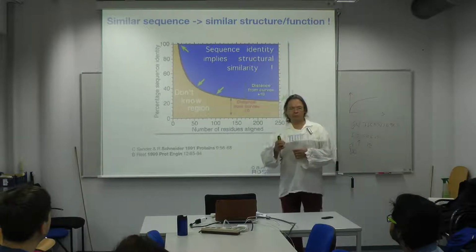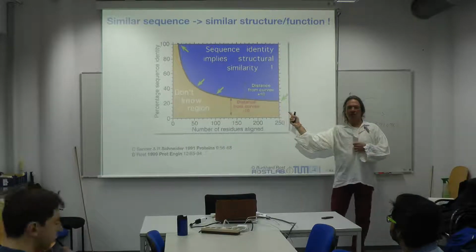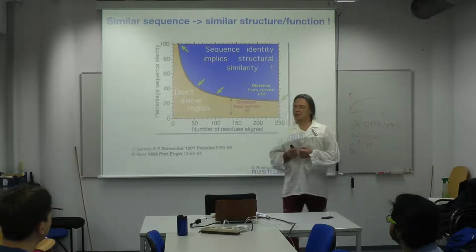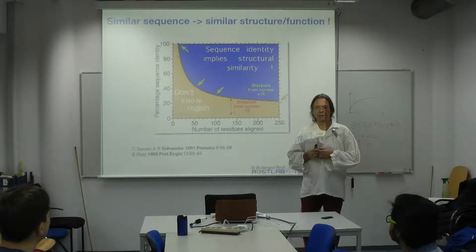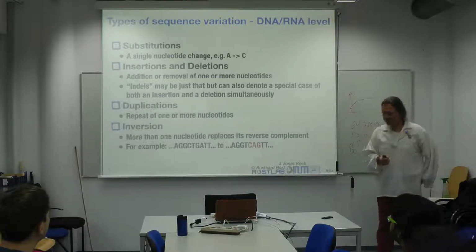But with respect to sequence variation, what I now mean is not necessarily in the evolutionary sense. When I ask, can I predict the effect of a sequence variant, then I'm talking about a chance sequence variant. How can these variants happen? What types of variants are there?